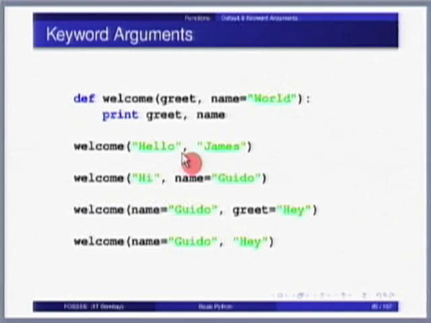Now, Python in addition to default arguments has something called keyword arguments, and these are extremely powerful. So what you do is, the same function we had in the previous slide, welcome greet name equals world, print greet comma name. If I do welcome hello James, it will say hello James. But if I say welcome hi name equals Guido, notice that I am saying name equals Guido, it will give me hi Guido, correct? But now if I say welcome name equals Guido, give that first, and then say greet equals hey, what will it do? It will print hey Guido.